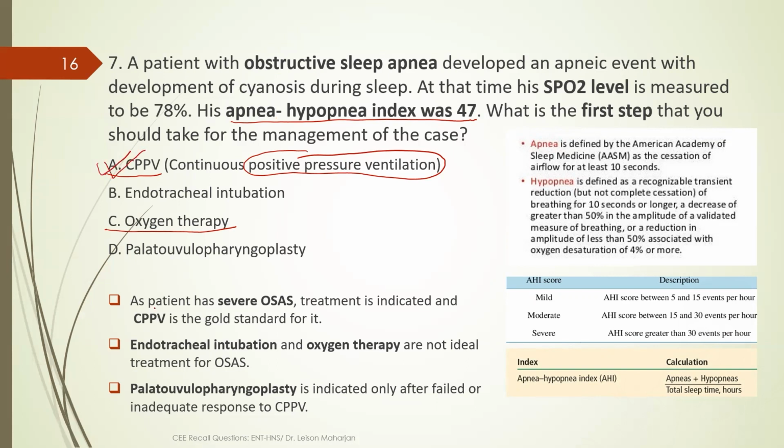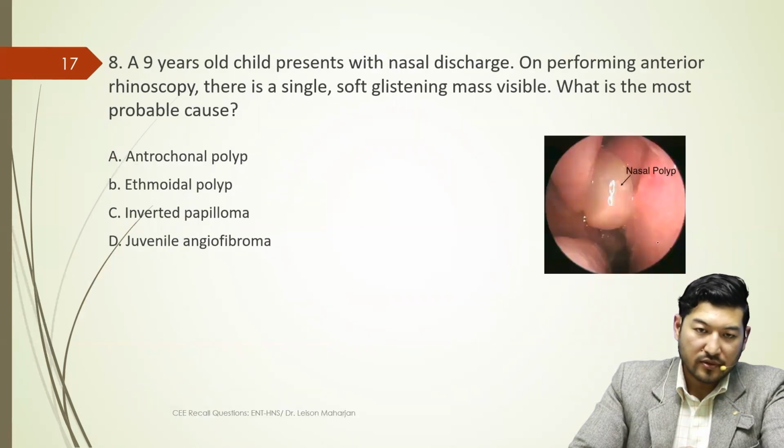Now let's see. In severe OSAS, CPAP is the gold standard. Endotracheal intubation and oxygen therapy would not be an appropriate option in this case, and surgery would be chosen if CPAP fails. You can also read about apnea and hypopnea in this chart. The apnea-hypopnea index is calculated by counting the number of apneas and hypopneas per total sleep time. Now question number 8.